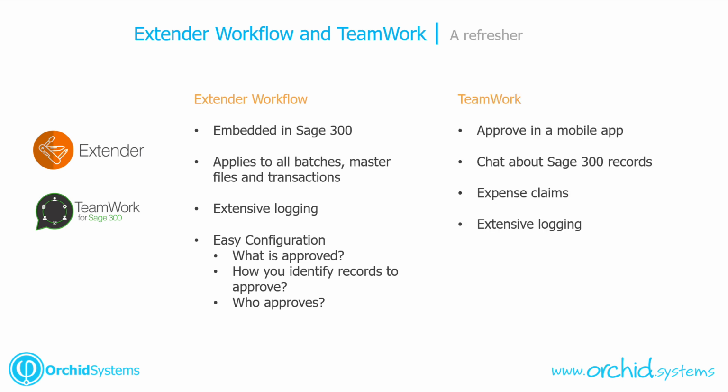Teamwork is a collaboration between Orchid and AutoSimply AC Chat that lets you approve workflow in a mobile app. It also lets you chat about Sage 300 records in the mobile app, and include expense claims and timesheet entries, as well as extensive logging of not just who approved what, but the reasoning and the conversations people had around that approval.